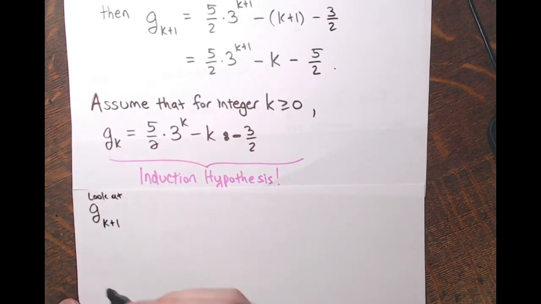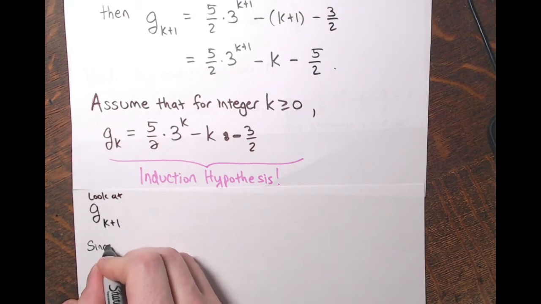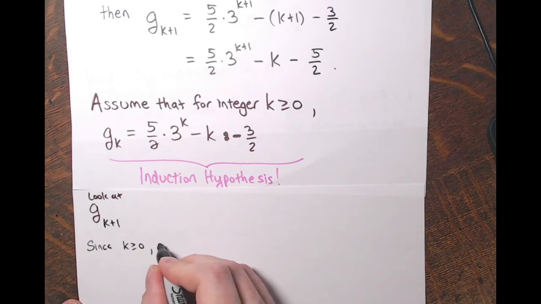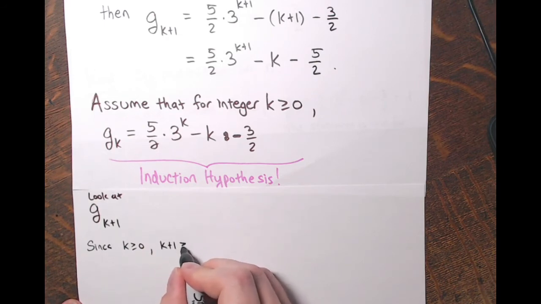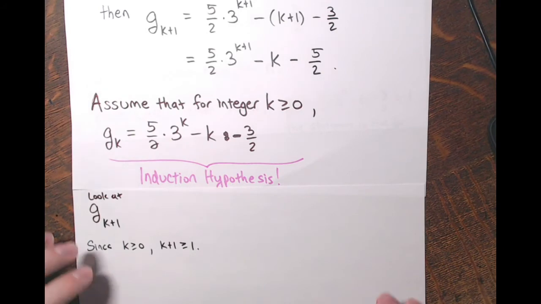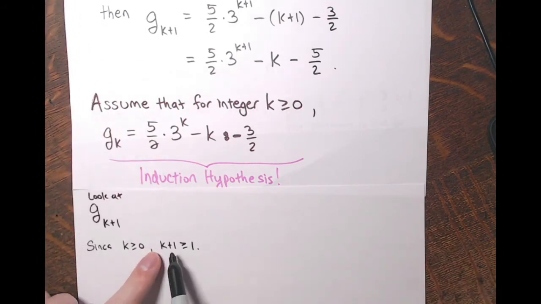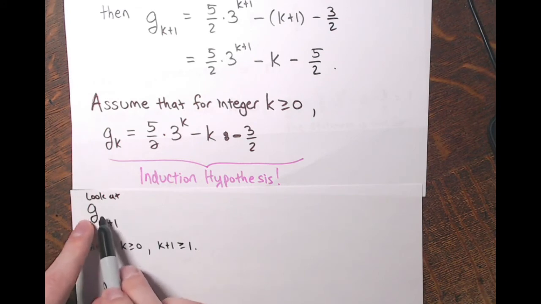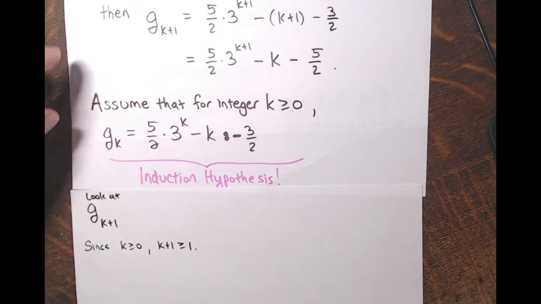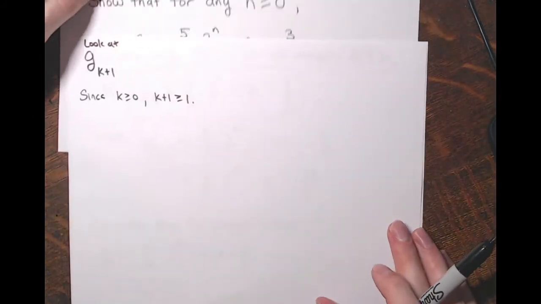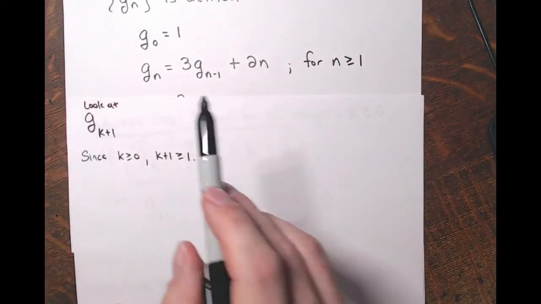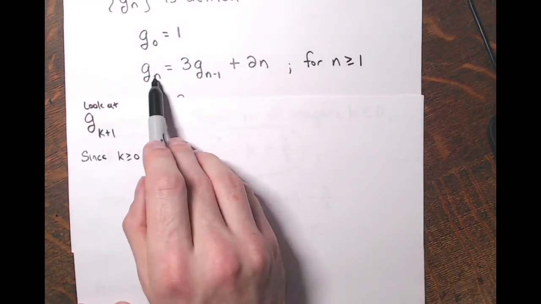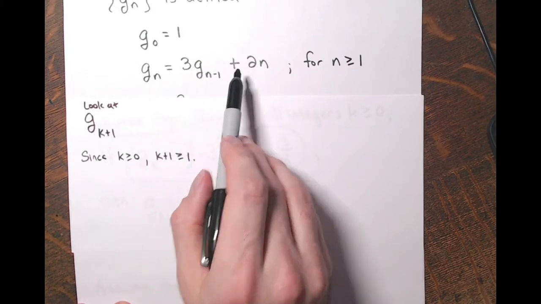Now, since k is greater than or equal to 0, k plus 1 is going to be greater than or equal to 1, right? Just adding 1 to both sides. So that means that this subscript, the index on g here, k plus 1, is greater than or equal to 1. And remember, for this sequence, the way it was defined, way back here, if the subscript was greater than or equal to 1, we could apply this rule. The way that term was found was by applying this rule.